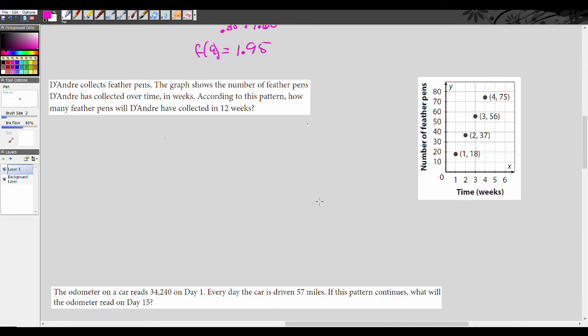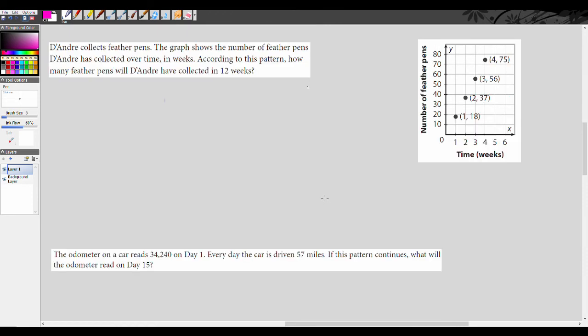Next example, same concept, except we're getting our information from a table. DeAndre collects feather pens. The graph shows the number of feather pens DeAndre has collected over time in weeks. According to this pattern, how many feather pens will DeAndre have collected in 12 weeks? So, again, we can look here at our graph and turn that into a table if we need that kind of help to visualize what's going on here.